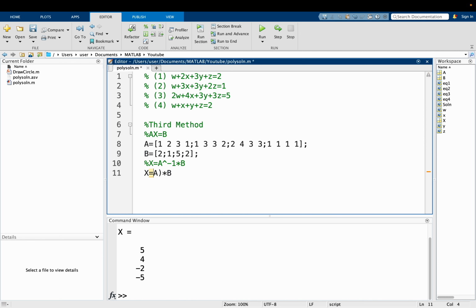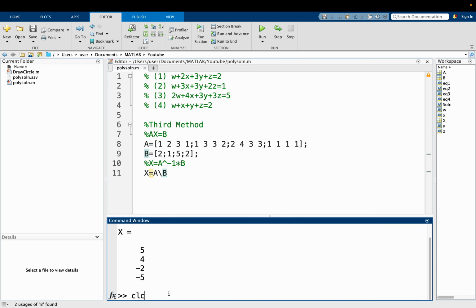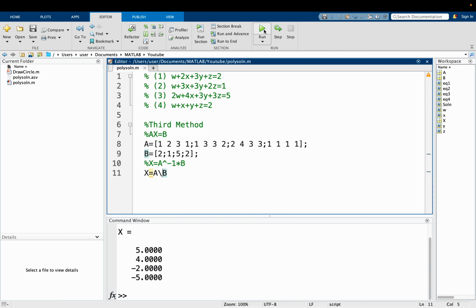Alternatively, you can use B over A, which basically means the same, and if you run it again, it will give you the same solution: 5, 4, minus 2, and minus 5.